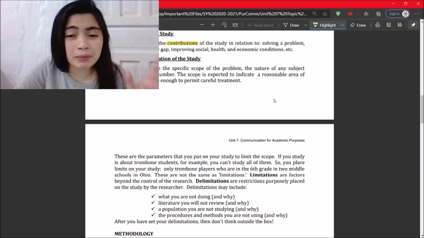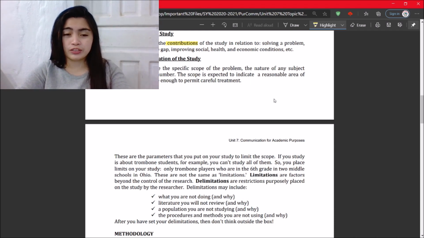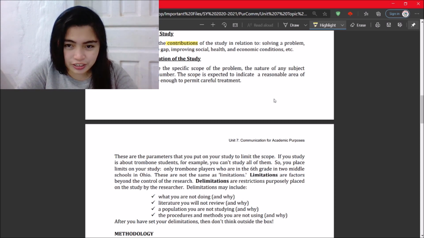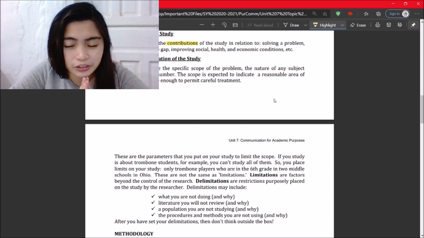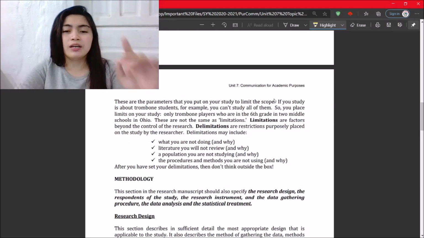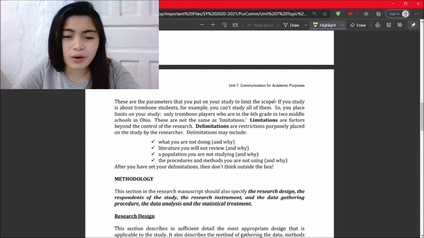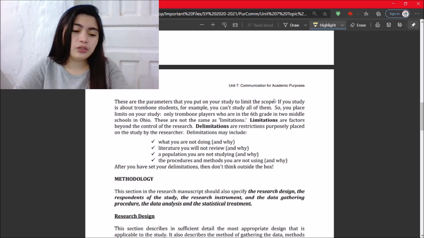The scope is expected to indicate a reasonable area of the study which is large enough to permit careful treatment. So, delimitation naman, yun yung restrictions. So, ano ba yung limits ng study mo? The limitations are restrictions purposely placed on the study by the researcher. The limitations may include what you are not doing and why, literature you will not review, a population you are not studying, the procedures and methods you are not using.